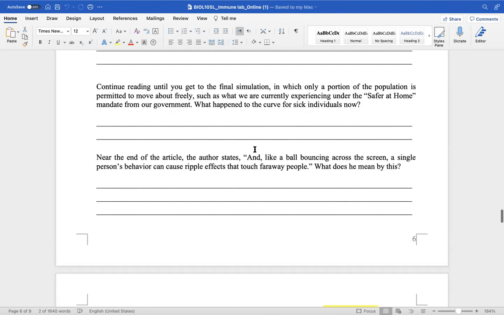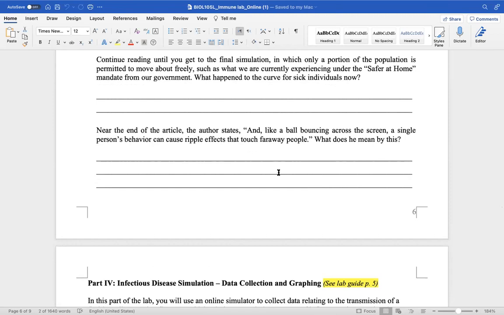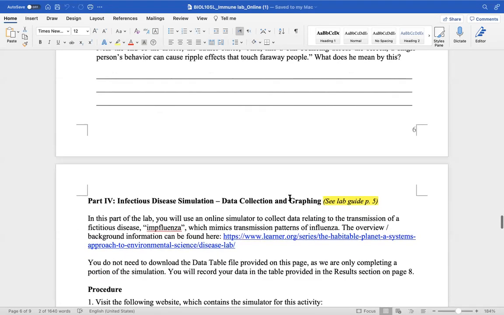At the end of the article, the author will state, like a ball bouncing across the screen, a single person's behavior can cause a ripple effect that touches faraway people. And what does he mean by this?